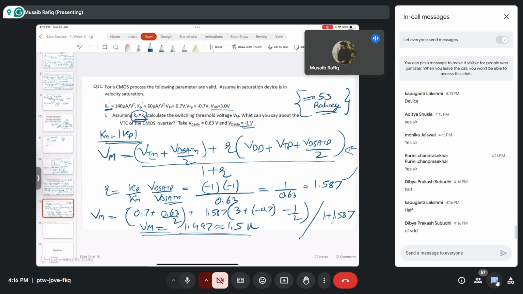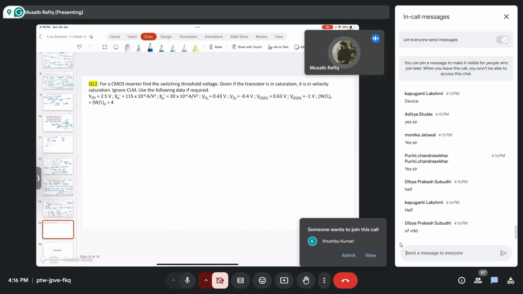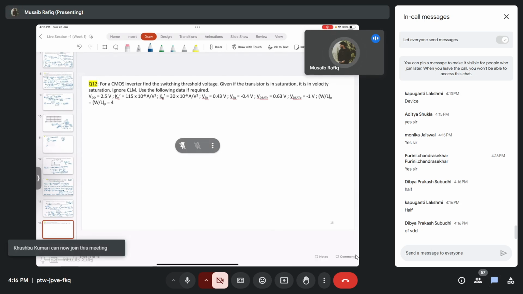Now I have this question. This is exactly like question 11, so I would like you guys to do it first. For a CMOS inverter, find the switching threshold voltage given that the transistor is in saturation, velocity saturation. Ignore CLM. Use the following data if required.